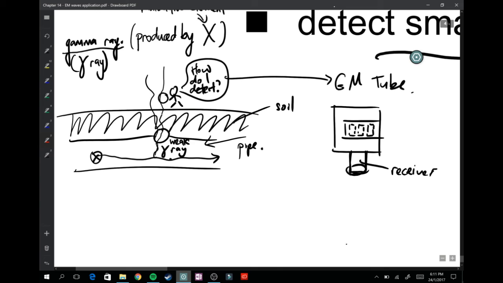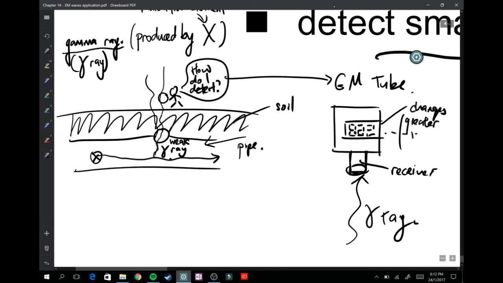What will happen is the gamma ray will go in here, and when gamma ray goes in, this number will change. The number will change to maybe 2, and it will continue to change, to 8, 2, 2. There's a lot of gamma ray detected, and so forth. So the number changes. Greater reading means greater radiation. So how does this actually help us find our leak?